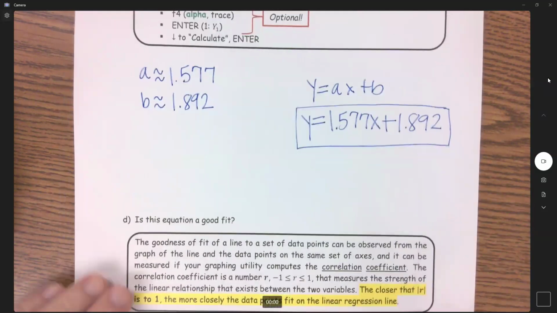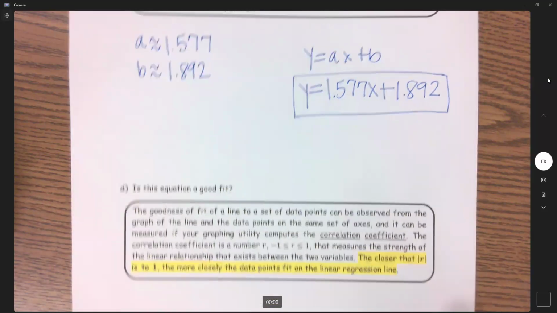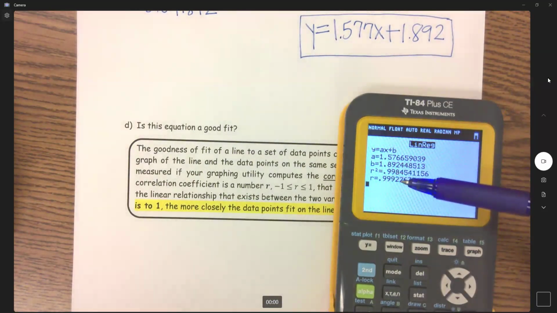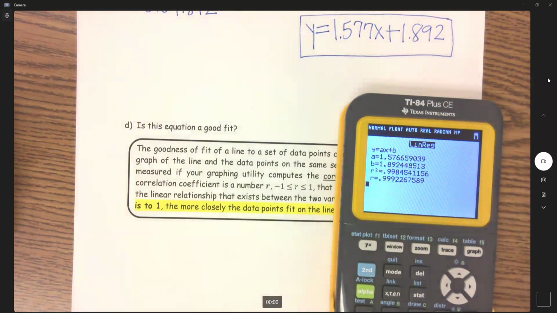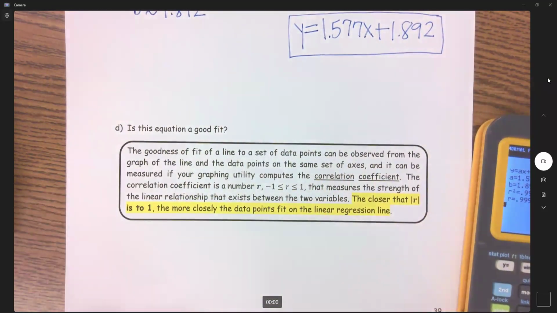Now it wants to know, is this equation a good fit? Meaning a good fit of the data points. Well, we can tell one of 2 ways. The reason we turned that diagnostic on is so that we could get this r squared and this r. Now, sometimes we only see r squared and r doesn't pop up, but a lot of times we're going to get r squared and r. And that r is going to help me determine if the equation is a good fit.